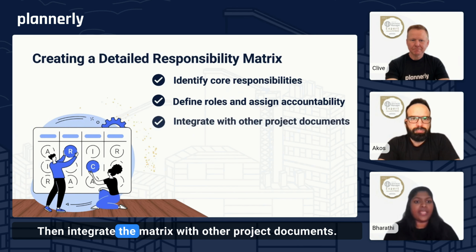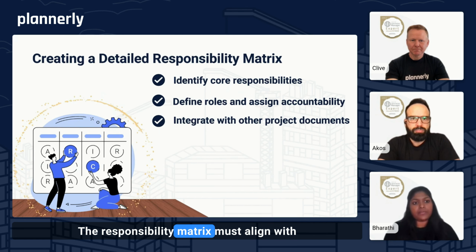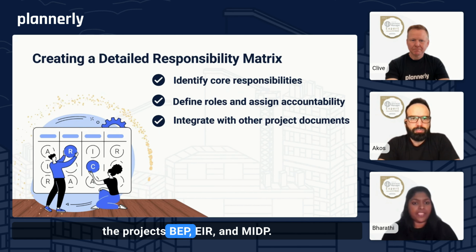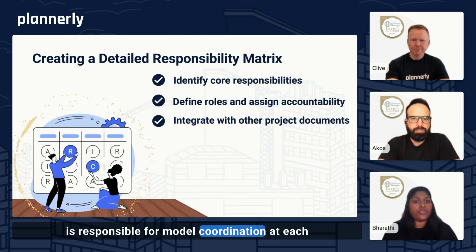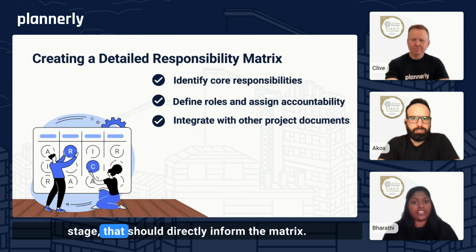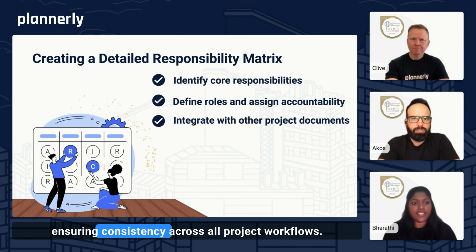Then integrate the matrix with other project documents. The responsibility matrix must align with the project's BEP, EIR, and MIDP. For instance, if the EIR specify who is responsible for model coordination at each stage, that should directly inform the matrix. So this integration creates a cohesive plan, ensuring consistency across all project workflows.